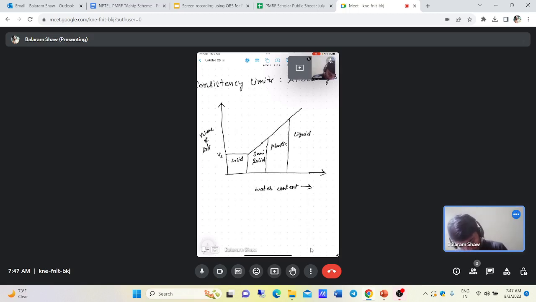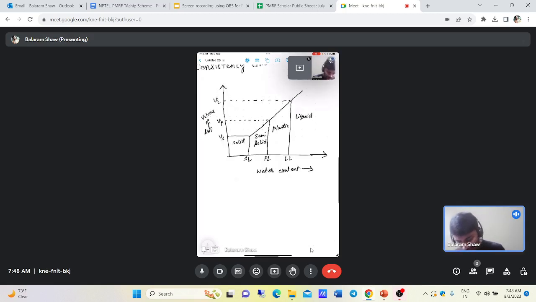So this is called the volume at the plastic limit, and this is called the volume at the liquid limit, right? So this is the shrinkage limit, this is the plastic limit, and this is the liquid limit.